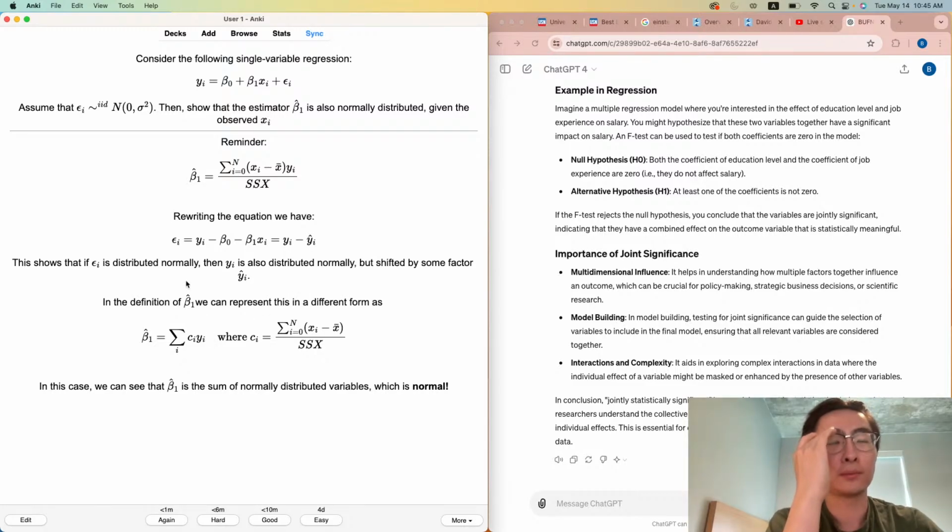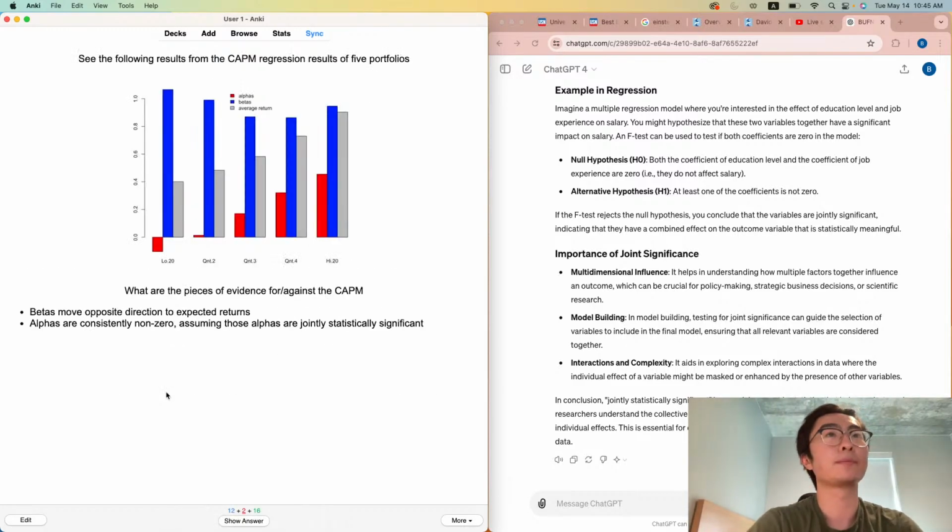So we can represent this in a different form as beta 1 hat is equal to the sum of ci yi, where ci is equal to xi minus x bar over the sum of squares. Now, in this case, we can see that beta 1 is the sum of normally distributed variables, which is normal.